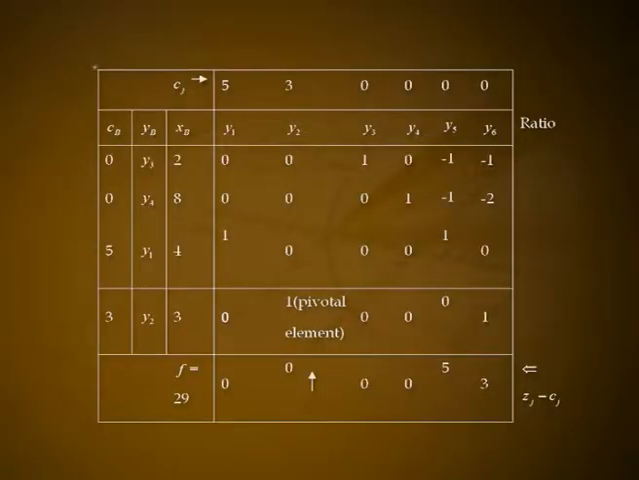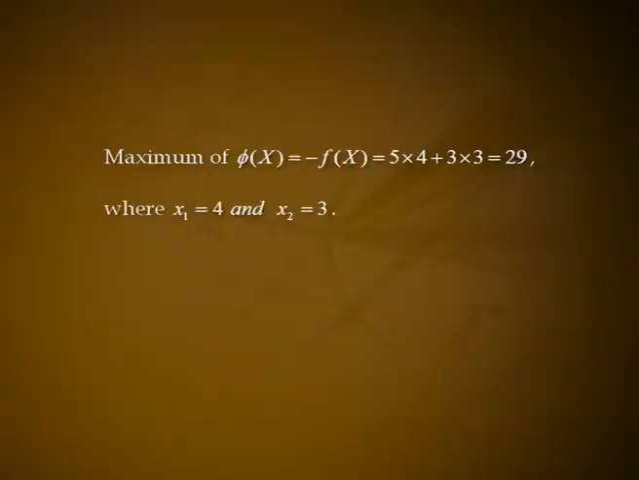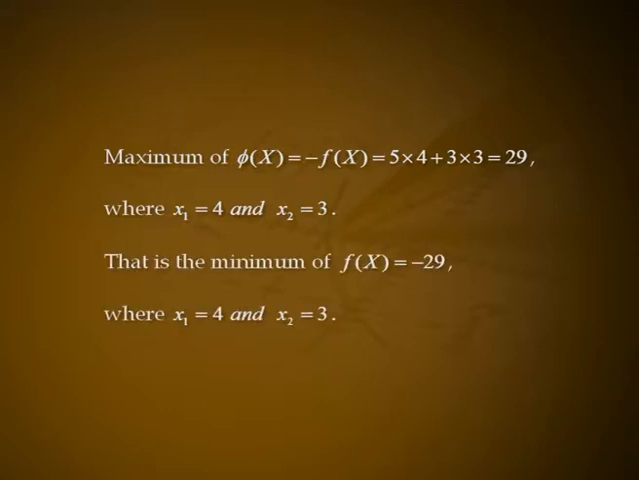The third iteration table is: now, all the net evaluations are non-negative. Hence, the current solution is optimal. The solution is maximum of phi of x, that is equal to minus f of x equal to 5 into 4 plus 3 into 3, that is 29, where x1 equal to 4 and x2 equal to 3. That is, the minimum of f of x equal to minus 29, where x1 equal to 4 and x2 equal to 3.